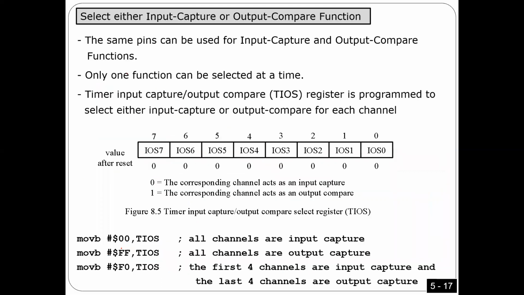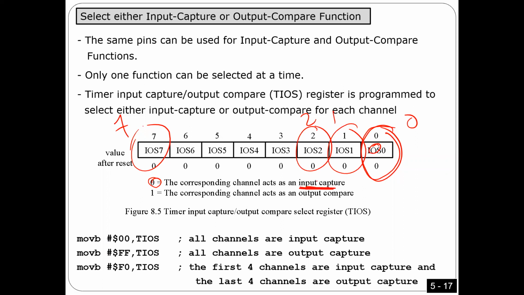Now, I told you every channel you can program to act as input capture or output compare. How can we do that? Very easy, very simple. Look here, guys. We have a register, as you see here. This register has 1 bit for every channel. So this is 1 bit for channel 0, channel 1, channel 2, until channel 7. So every channel has 1 bit. Very easy, right? And then if you put 0 in this bit, you want to program this channel as input capture. If you put 1, you actually program this channel as output compare. Very, very trivial, very easy, right?